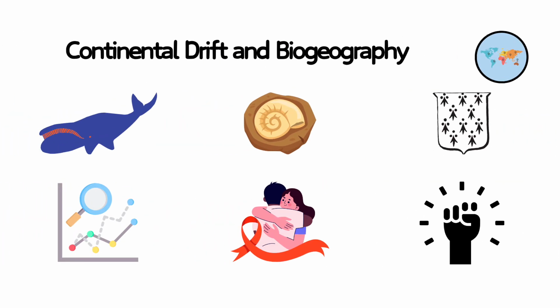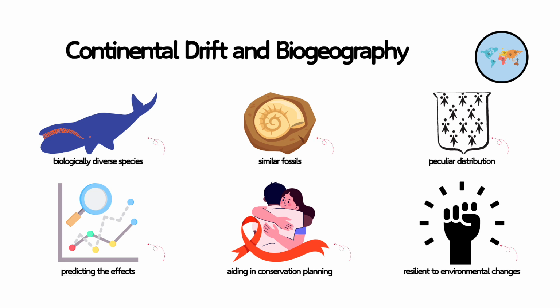This theory also helps explain the presence of similar fossils in geographically distant regions and the peculiar distribution of certain plant and animal groups, which only makes sense in light of the continents' past connections. In modern times, understanding this concept is crucial for predicting the effects of current climate change on species distribution, aiding in conservation planning, and restoring ecosystems that are resilient to environmental changes.